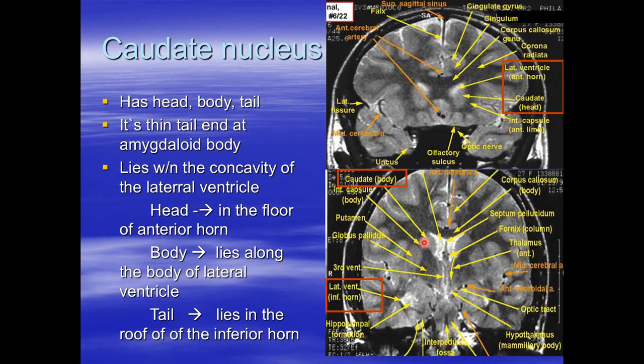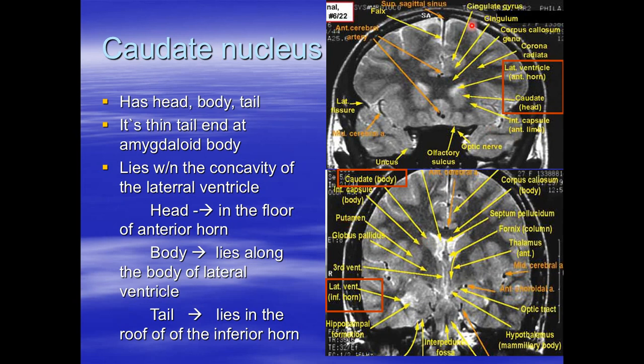So now let's talk a little bit about the caudate nucleus. It has a head, body, and tail, as we saw previously. Its thin tail ends at the amygdaloid body, and it lies within the concavity of the lateral ventricle, as we saw. Head in the floor of the anterior horn, while the body along the body of the lateral ventricle, while the tail is in the roof of the inferior horn.